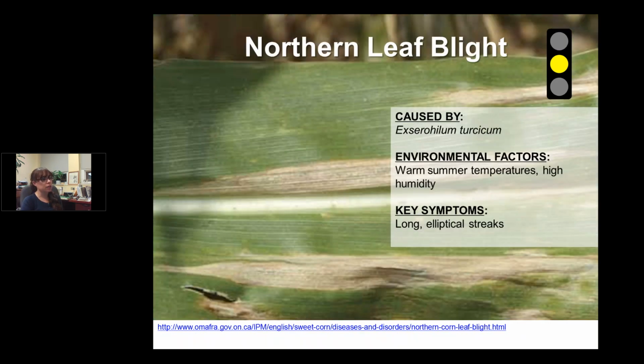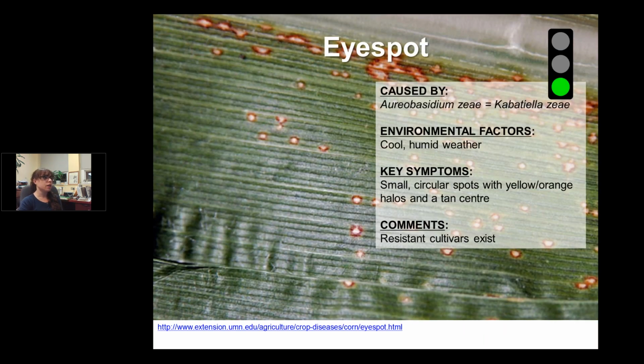Northern leaf blight is, again, unfortunately something that seems to be becoming more and more of a problem. What you will see for northern leaf blight is very long streaks of disease on the leaf itself, a very long tan lesion that is caused by the fungus Exserohilum turcicum. Eye spot is also a very common problem, and this is caused, again, by very cool, humid weather. Unfortunately, here in Newfoundland, that's quite common and we see quite a bit of it.